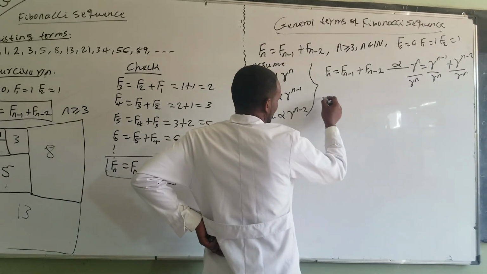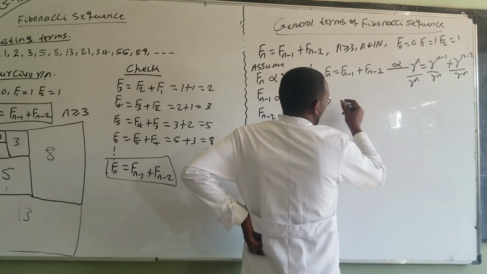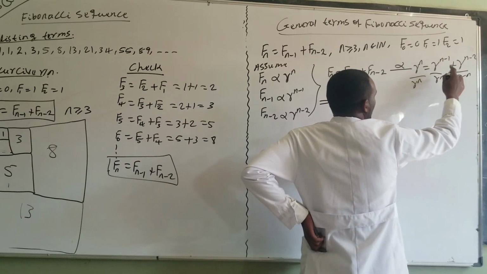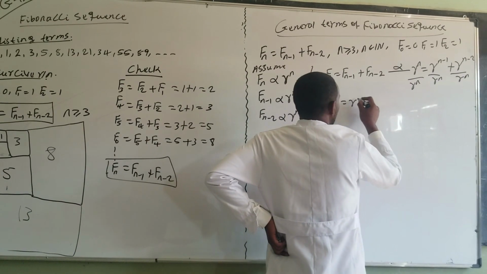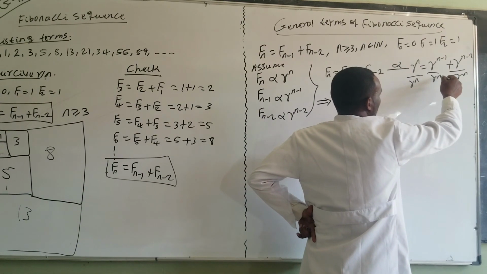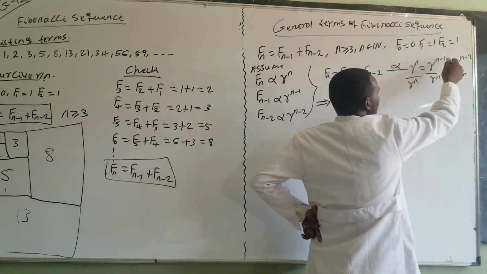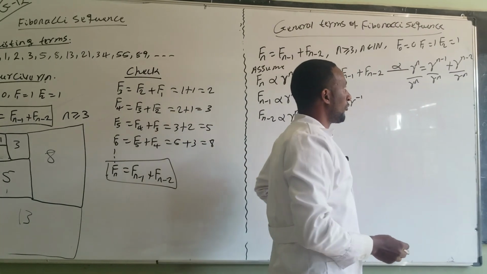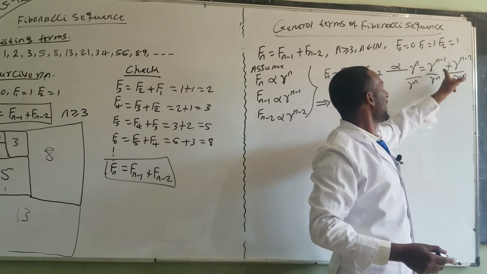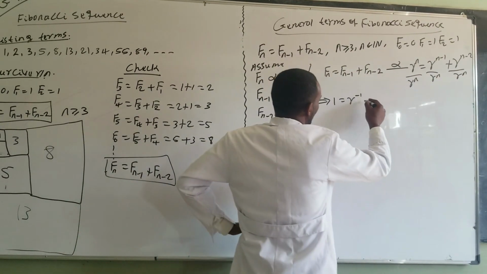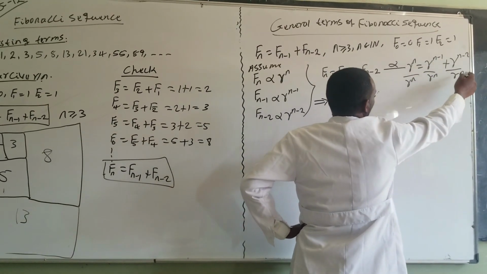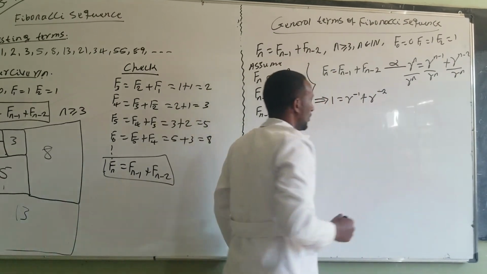This implies that 1 is equal to r to the power of n minus 1 over r to the power of n, which gives r to the power of minus 1, because when we move r to the power of n to the denominator, we subtract the power of the denominator from n, and we get negative 1, plus r to the power of n minus 2 over r to the power of n, which is equal to r to the power of negative 2.